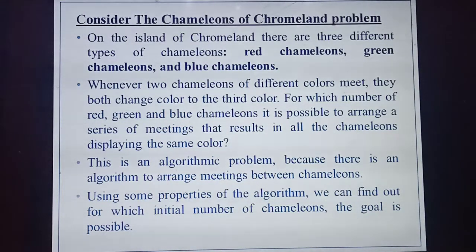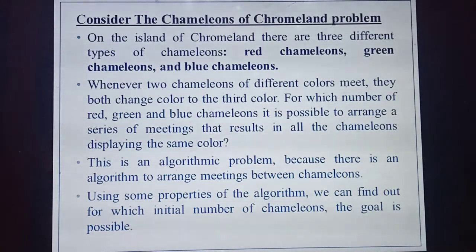At last, all the three Chameleons need to display the same color. Okay, so the solution of this problem you are not going to study now. You are going to study that in the next chapter. Okay students, last week you studied one algorithmic problem, farmer, goat and wolf. Today you have studied the Chameleons of Chromeland problem. Now you have understood the concept, isn't it?